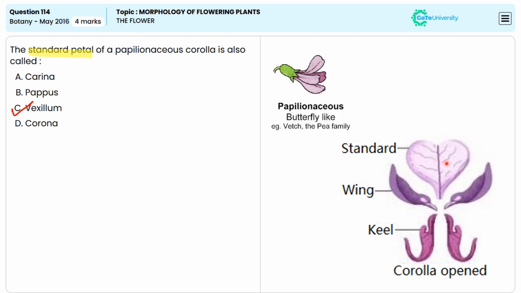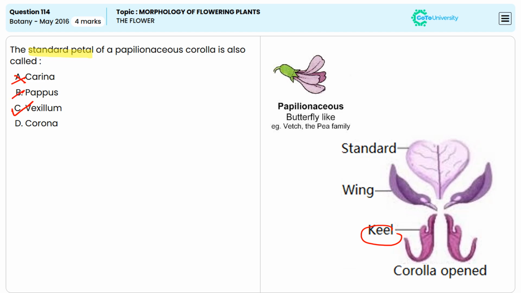So here vexillum refers to the standard petal, which is the largest and upper one. Now, coming to carina, carina is the two lower fused petals, that is the keel, that form a boat-shaped structure. So, carina is incorrect. Now, option B, pappus.